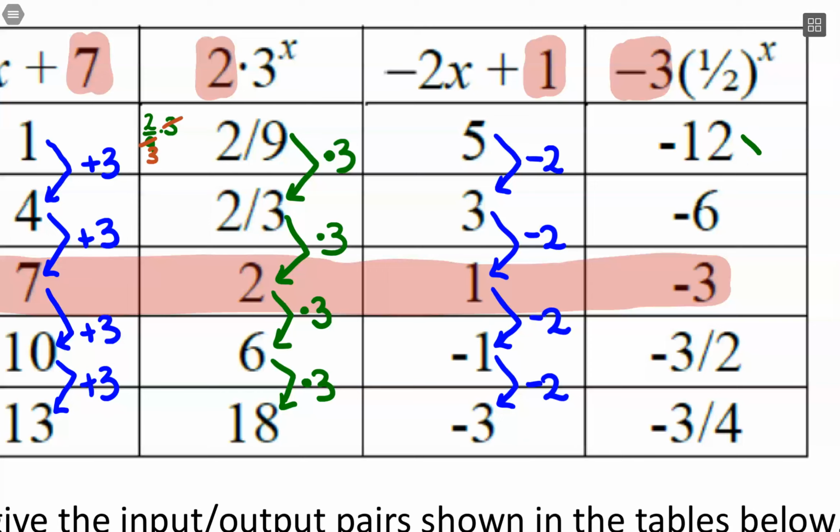So here, the idea is 1/2 would be the amount that we're multiplying by each time. So you can see times 1/2. That would give us -6. Times 1/2 would give us -3. Times 1/2 would be -3/2. Times 1/2 would give us that denominator of 4.